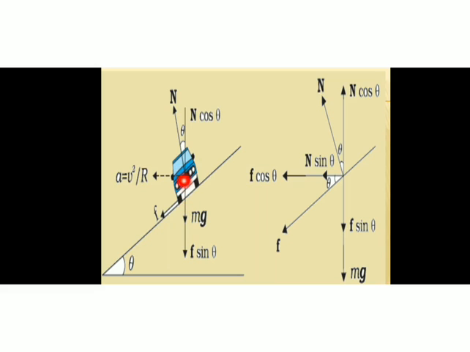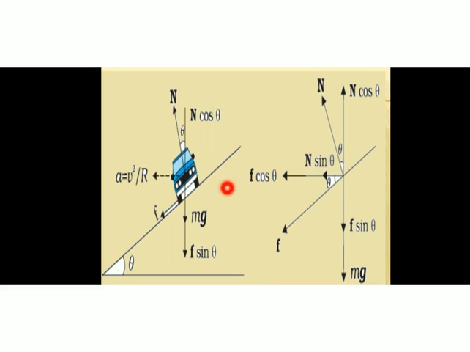Now the car is moving on such a banked road. So the forces acting on the car are the normal reaction, mg, the weight of the car vertically downwards, then the frictional force, which opposes the motion of the car, because the car will move in this way and the frictional force will oppose that movement. And apart from that, the centripetal force acts towards the center along this direction. Okay, and this angle theta is the angle of banking.